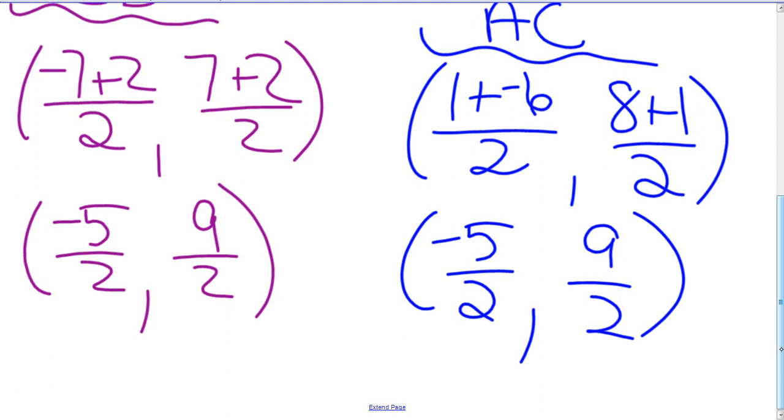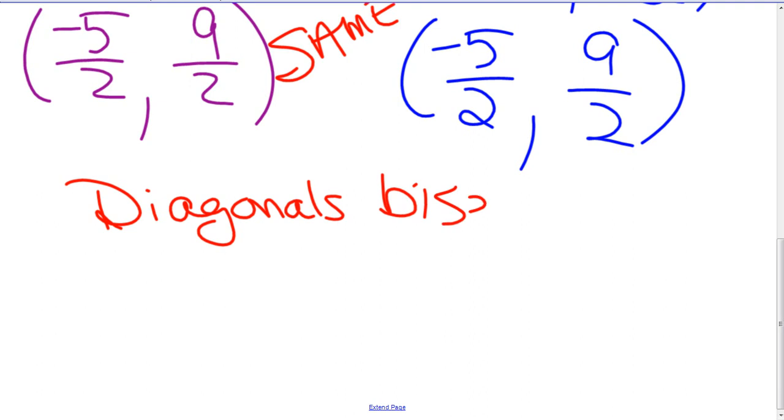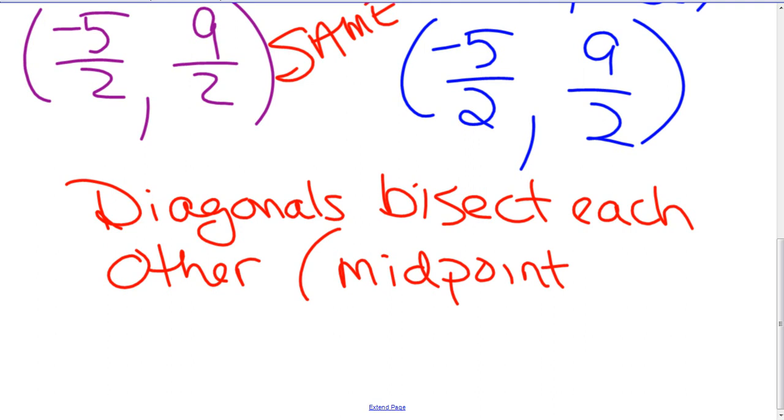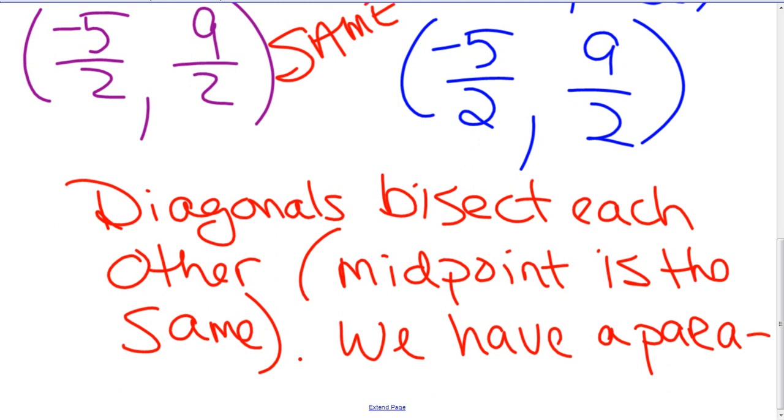And notice, these 2 are the same point. Okay, so our diagonals bisect each other. Because our midpoint for each diagonal is the same, our diagonals bisect each other, and so we have a parallelogram.